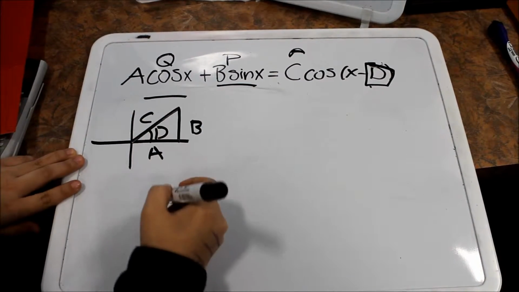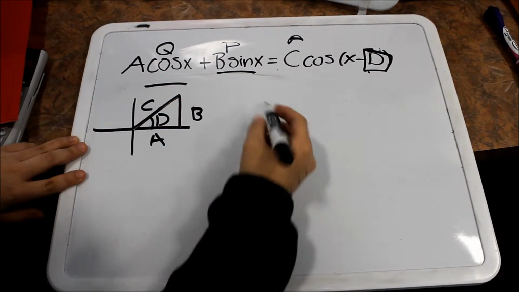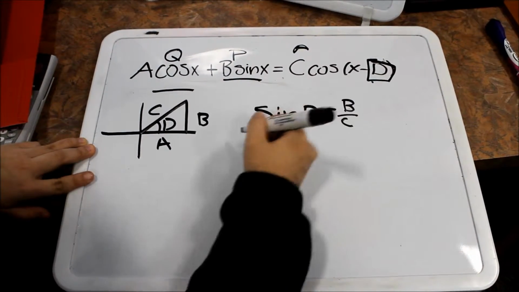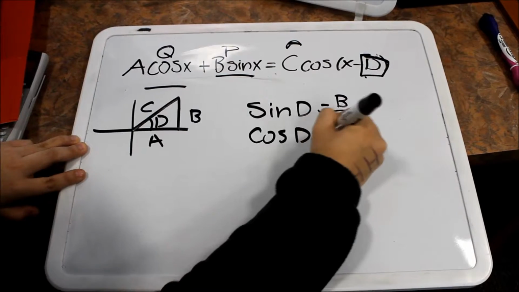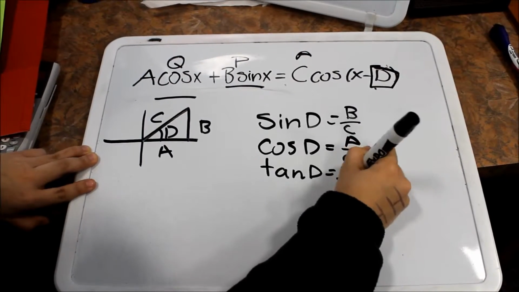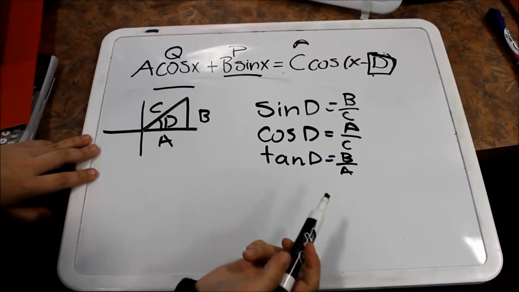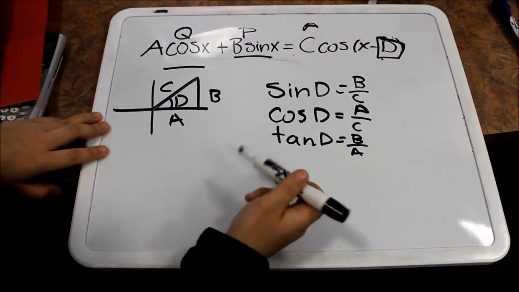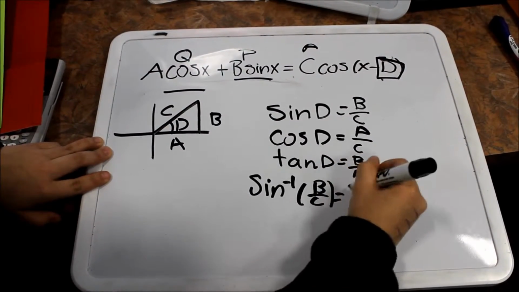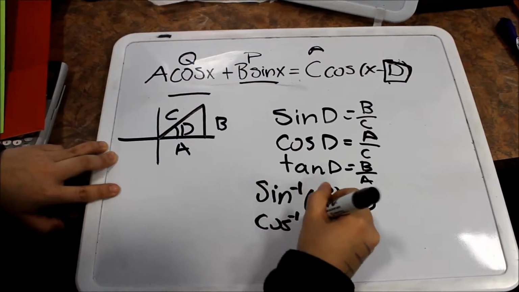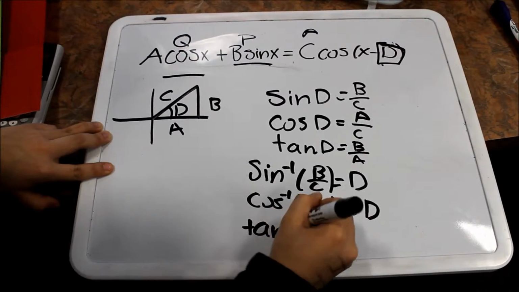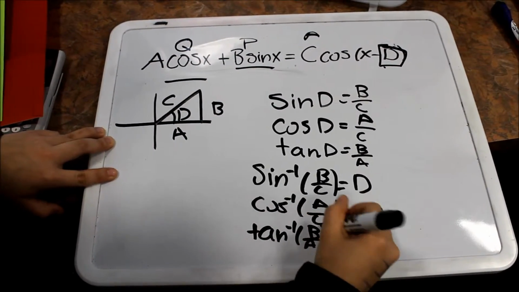Here's your angle D. To find angle D, you can do sine of D equals B over C, or cosine of D equals A over C, or tangent of D equals B over A. And in the same way, you can do the inverses of all of these to find it. So you can do inverse sine of B over C equals D, and inverse cosine of A over C equals D, and inverse tangent of B over A equals D.